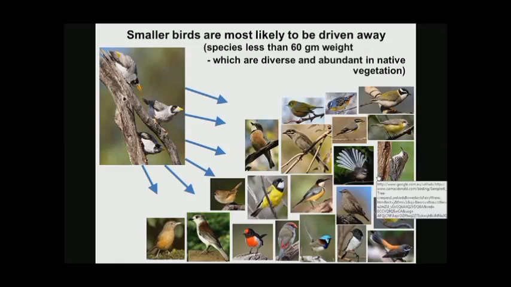And so, in fact, when you go and survey birds in intact native forests, most of them are small. There's an incredibly high diversity of small birds that feed on insects and nectar.